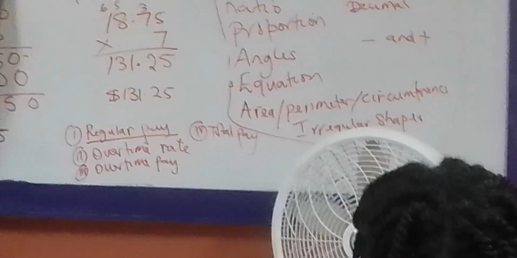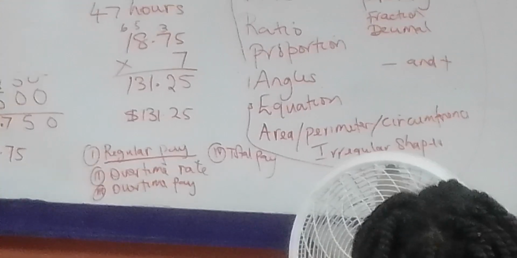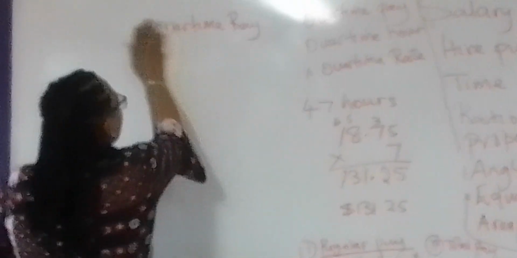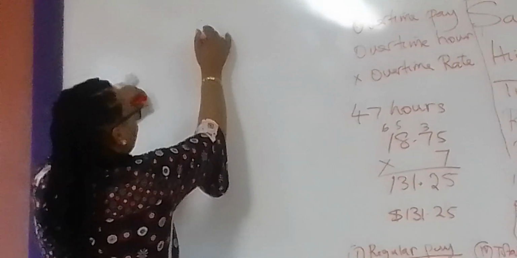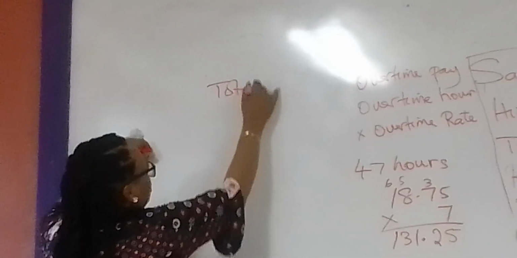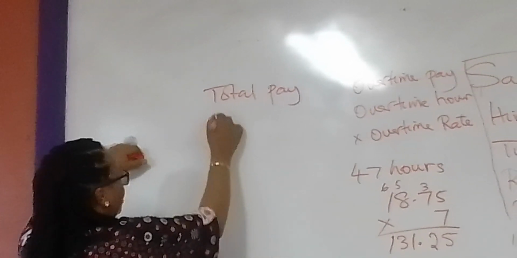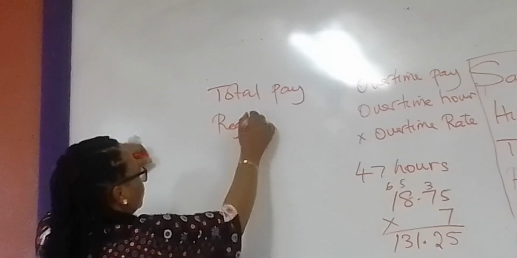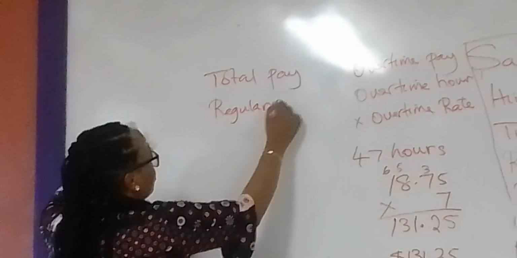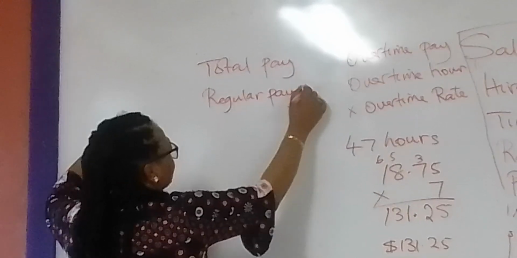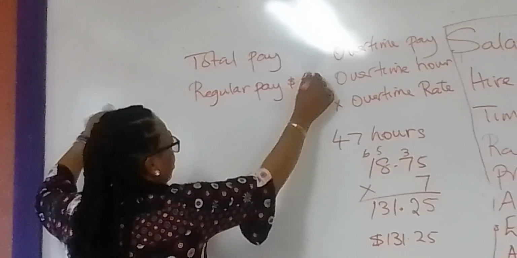Now, how do I get total pay? You add the overtime with the regular pay. Total pay is regular pay plus overtime pay. What was his regular pay? $500. His regular pay was $500.